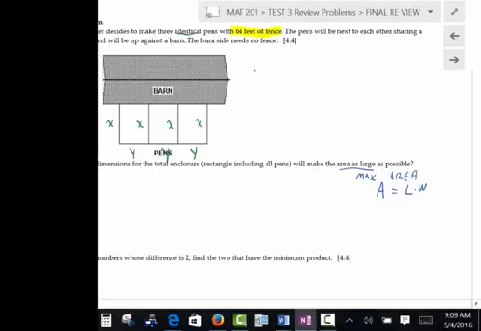Now, how do you build that using 64 feet of fence? Well, what you do is add all that up. So you say 4x plus 3y is equal to 64. That's the mathematical relationship that you have.